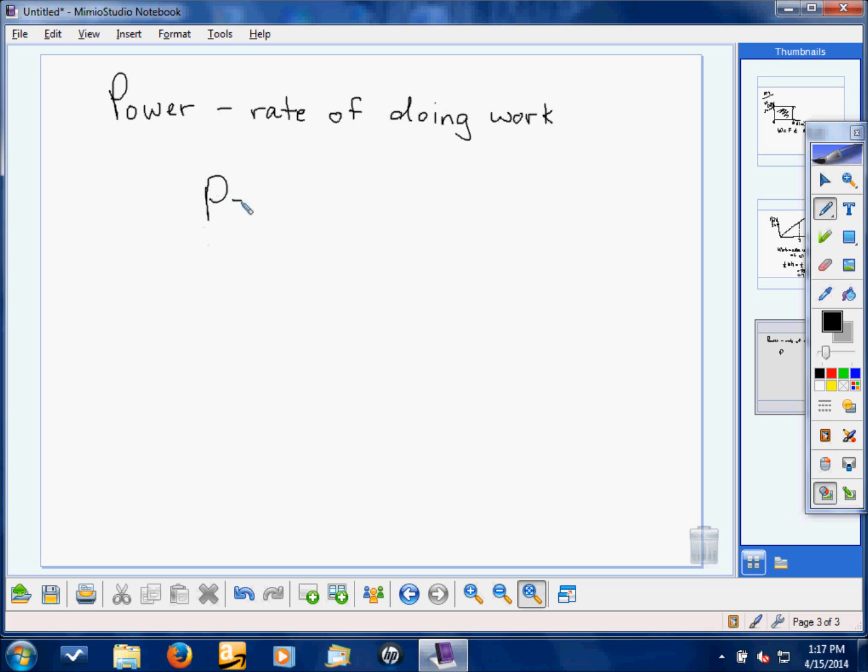Power equals work divided by time. Work divided by time. Work is measured in what?